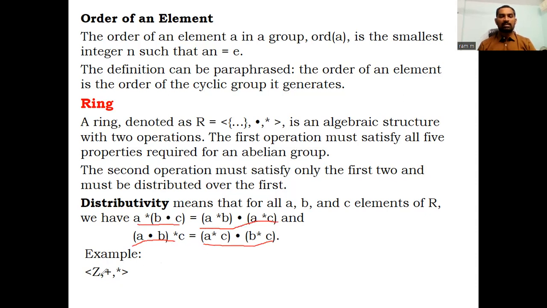Now let us take Z comma plus comma star and check whether it is a ring or not. What is the ring structure we are considering? It is an algebraic structure: the set of integers over the operations plus and multiplication, that is star. We all know that Z comma plus is an abelian group. We already discussed this when we discussed groups.